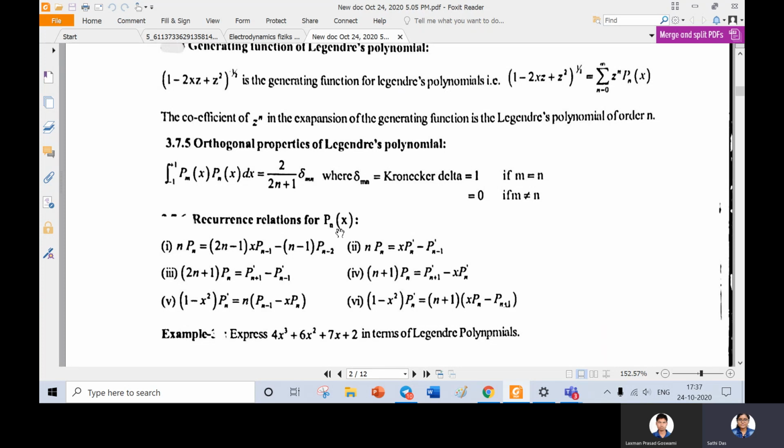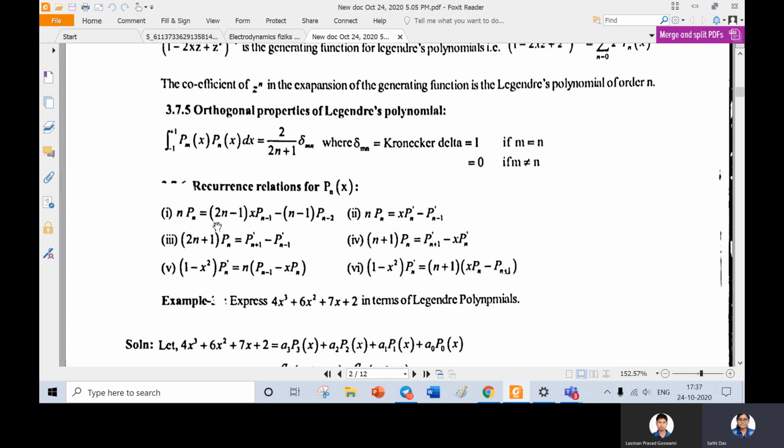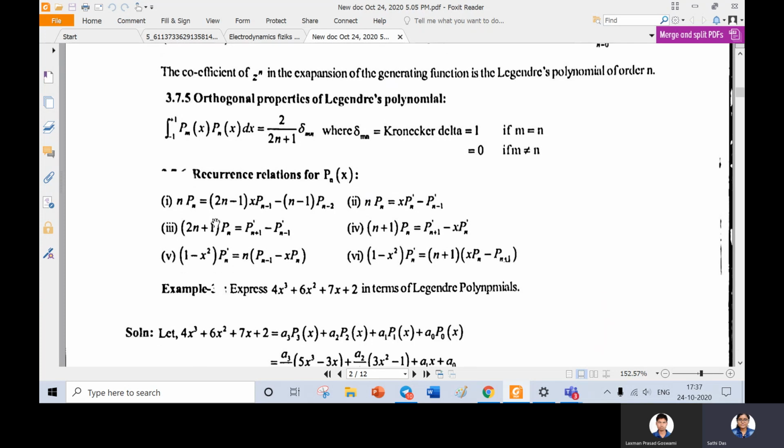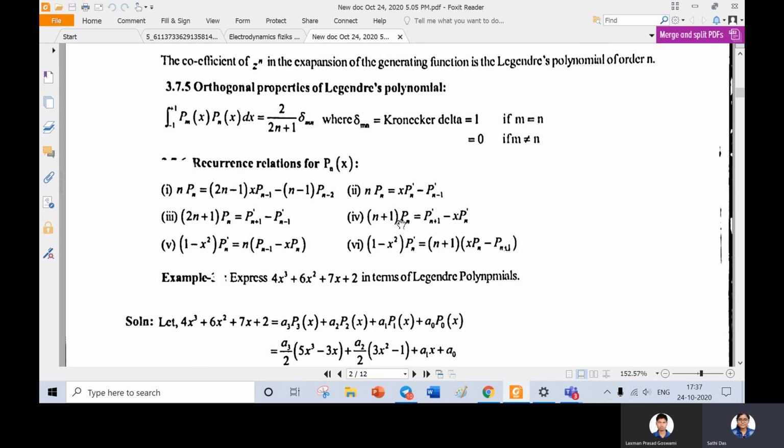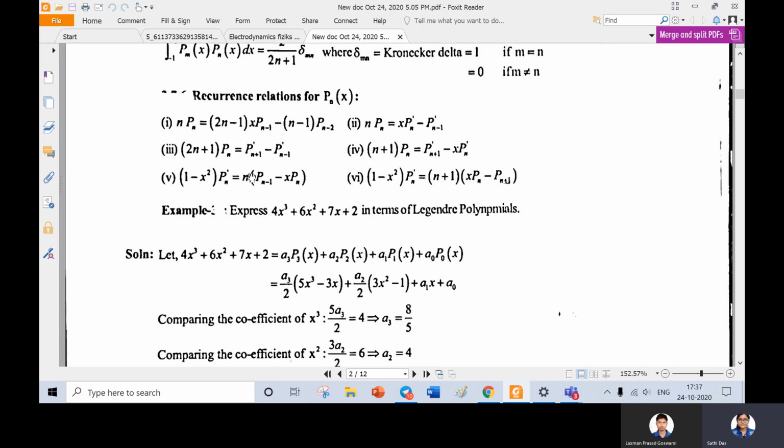And the recurrence relations for Pn(x) are: nPn equals (2n minus 1) x Pn minus 1 minus (n minus 1) Pn minus 2. nPn equals xPn prime minus Pn minus 1 prime. (2n plus 1) Pn equals Pn plus 1 prime minus Pn minus 1 prime. (n plus 1) Pn equals Pn plus 1 prime minus xPn prime. (1 minus x square) Pn prime equals n(Pn minus 1 minus xPn). (1 minus x square) Pn prime equals (n plus 1)(xPn minus Pn plus 1).